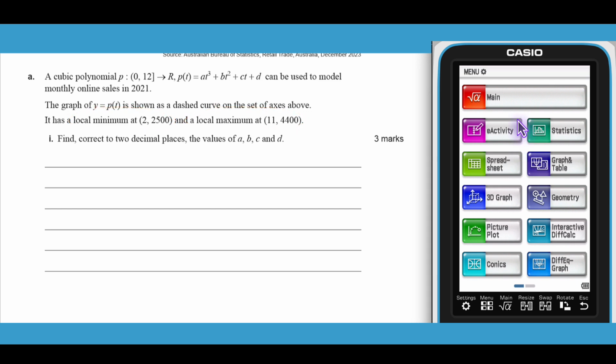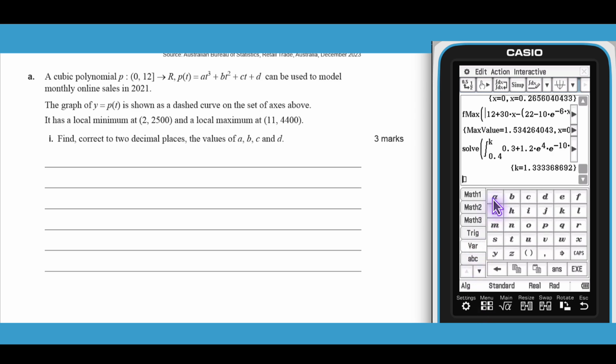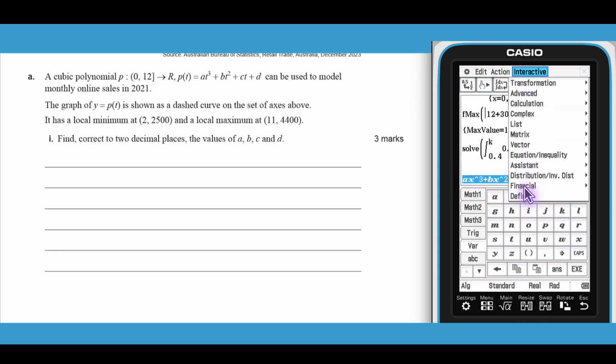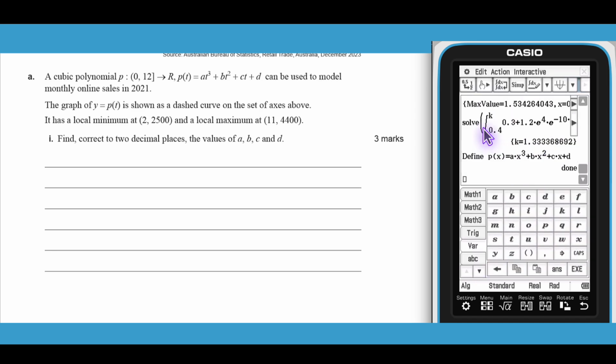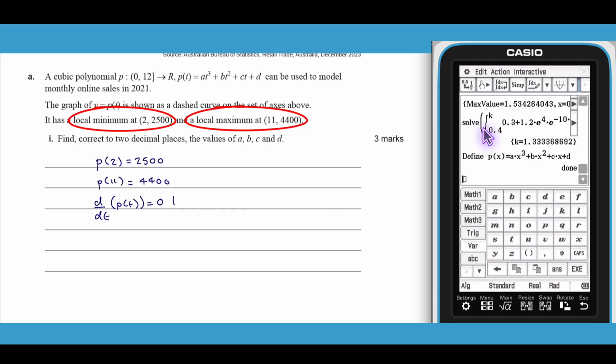To do this, I'm going to define the general cubic P of t in my ClassPad, using x instead of t, and using the variable keyboard to access A, B, C and D, and then defining via the interactive menu. With that done, we can define a system of 4 equations based on the 2 stationary points given. These equations will be that P of 2 equals 2500 and P of 11 equals 4400, and that the derivative of P of t is equal to 0 when t equals 2 and also when t equals 11.